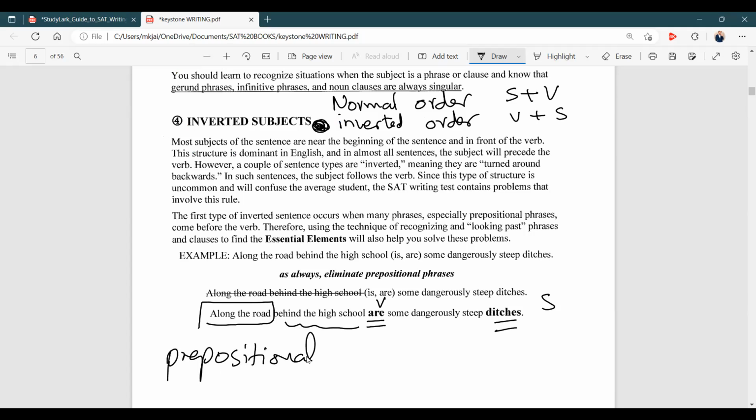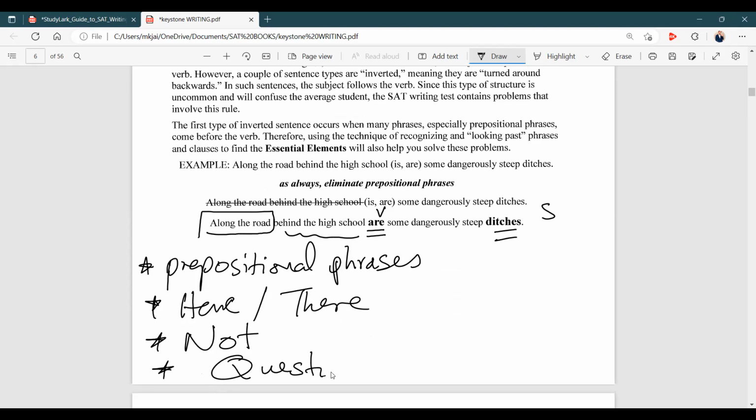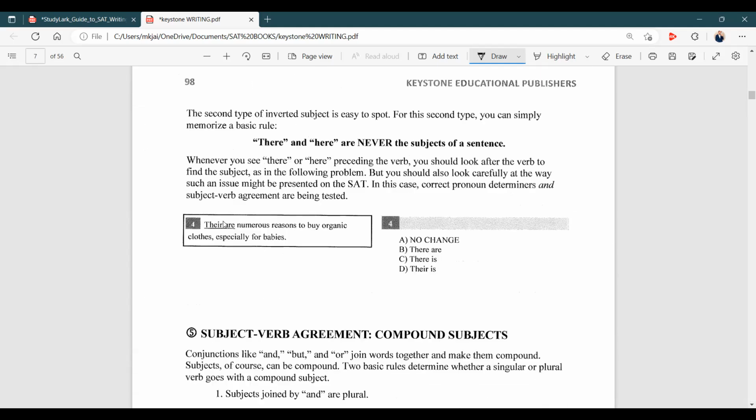Yes. They usually start with prepositional phrases, like here or there. Beginning with not. And what else? Interrogative statements. Questions. The verb appears before the subject, except for subject questions. That's the exception. But most of the examples that we will have begin either with prepositional phrases or here or there. All right, so let's go.